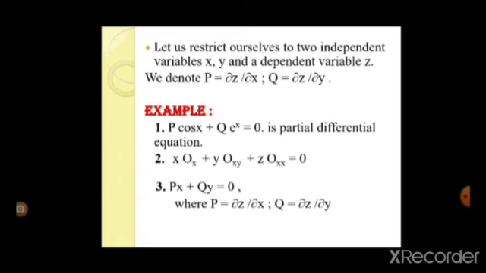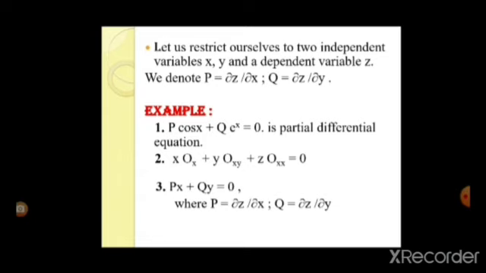Coming to the second one, x into theta x plus y into theta xy plus z into theta xx equal to 0. That means it is also a partial differential equation. As I said earlier, theta x is nothing but dou theta by dou x. Theta xy is nothing but dou squared theta by dou x dou y. Also theta xx is nothing but dou squared theta by dou x squared. We can write it as a partial differential equation.